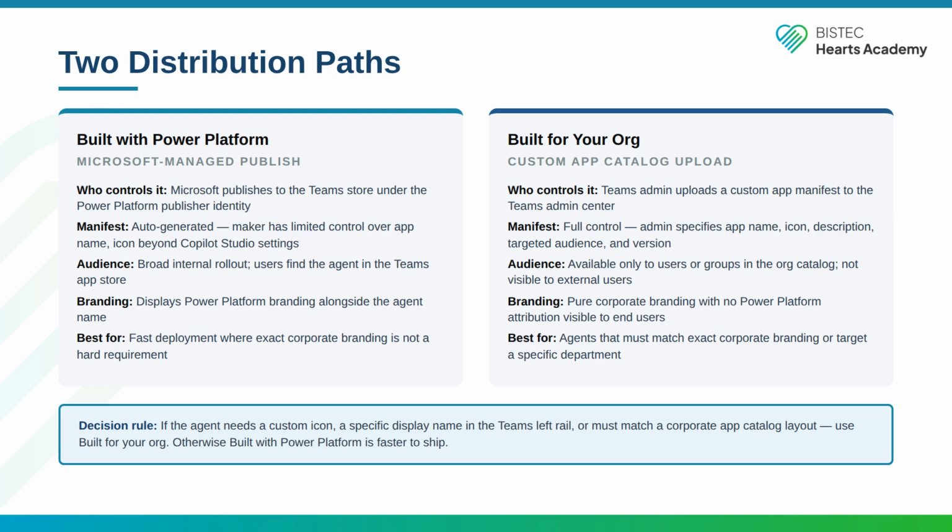The decision rule is straightforward. If the agent needs a custom icon, a specific display name in the Teams left rail, or must match your corporate app catalog layout, use built for your org. If speed of deployment matters more than precise branding control, built with Power Platform is the faster path to production. In regulated enterprise environments, externally visible or compliance-sensitive agents typically use built for your org. High-volume all-staff tools like IT help desk agents often use built with Power Platform because the deployment speed advantage outweighs the branding consideration.